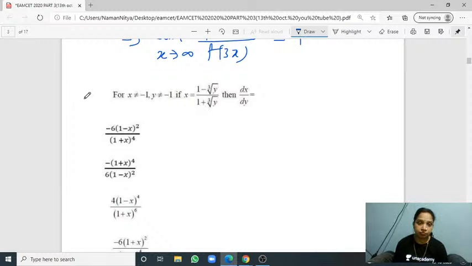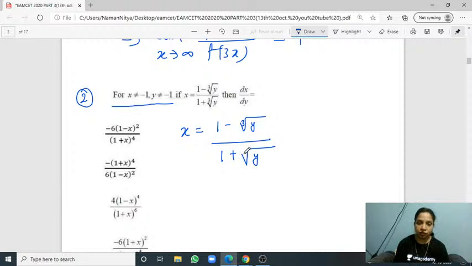Okay, next question. Second question. What is the second question we have? For x not equal to minus 1, y not equal to minus 1, if x equal to 1 minus cube root of y divided by 1 plus cube root of y, then what is dx by dy value? They are asking.